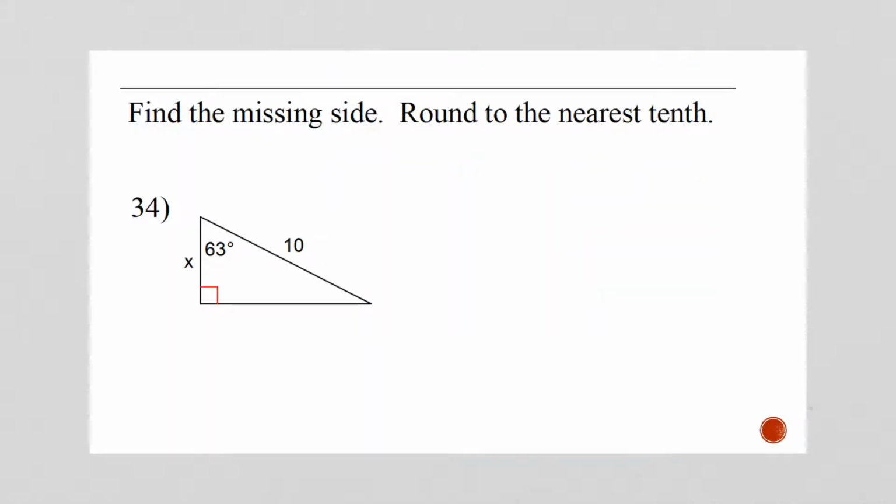Question 34 is asking you to find the missing side. So you can't use the Pythagorean theorem because you don't know the bottom leg and you don't know the left side leg. So when you're missing more than one side, you have to use trig. So are you going to use sine? Are you going to use cosine? What are you going to use?